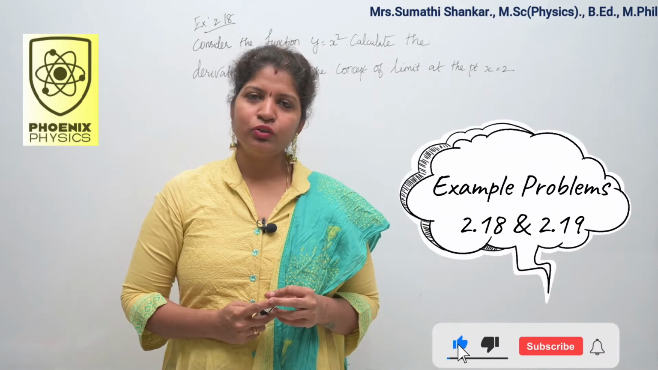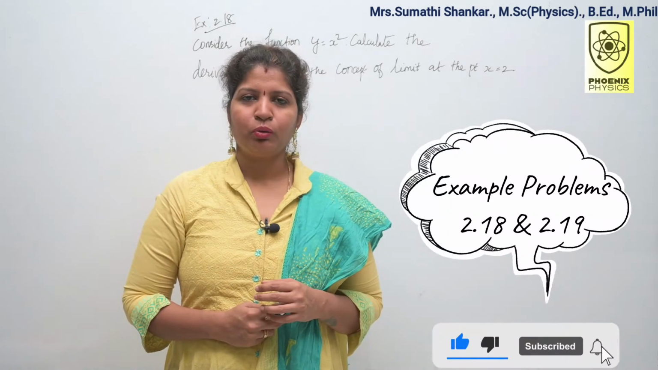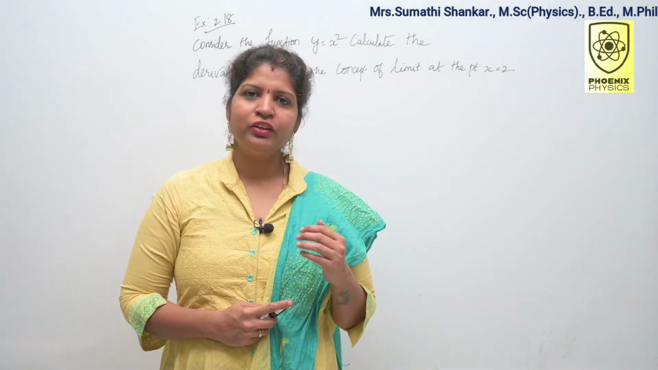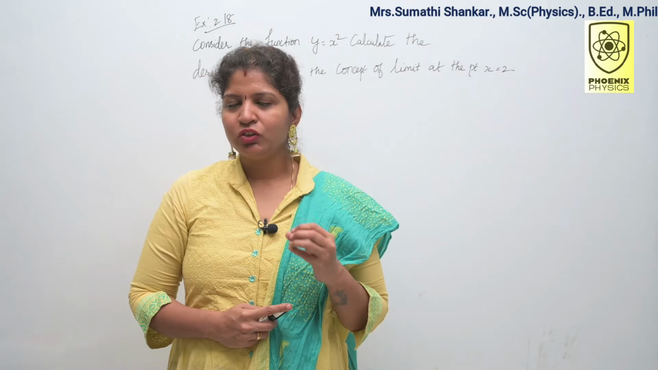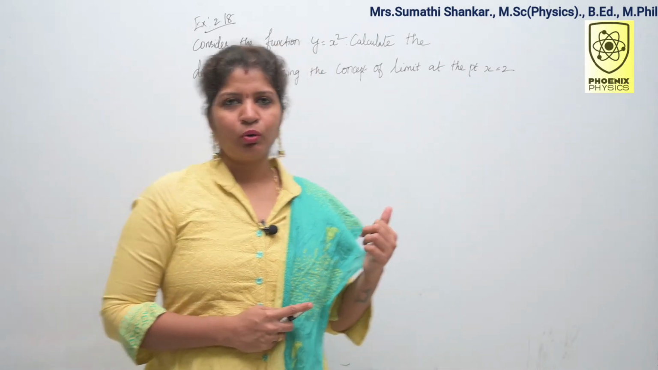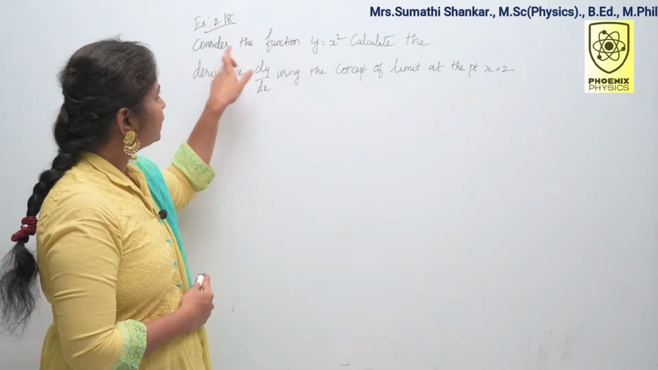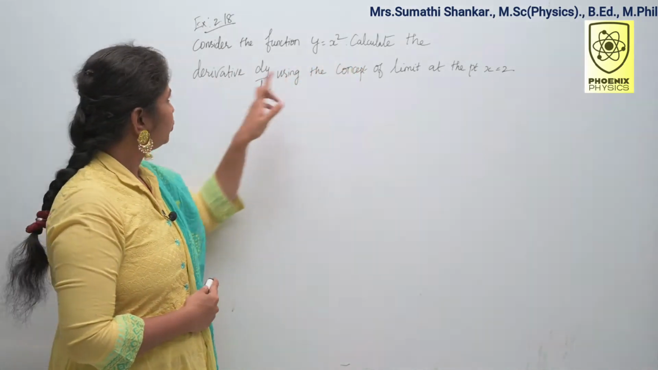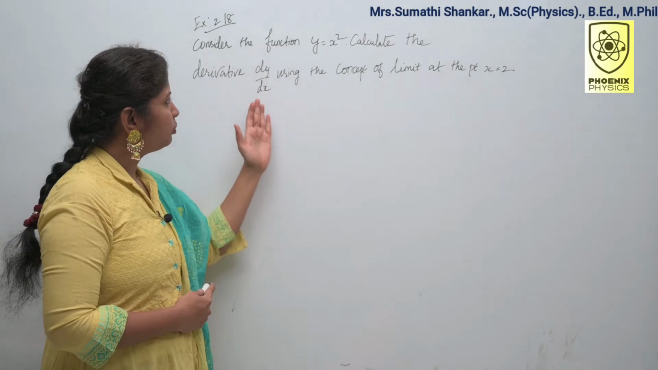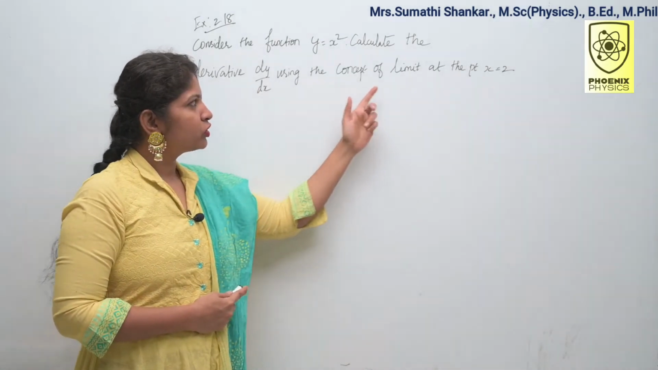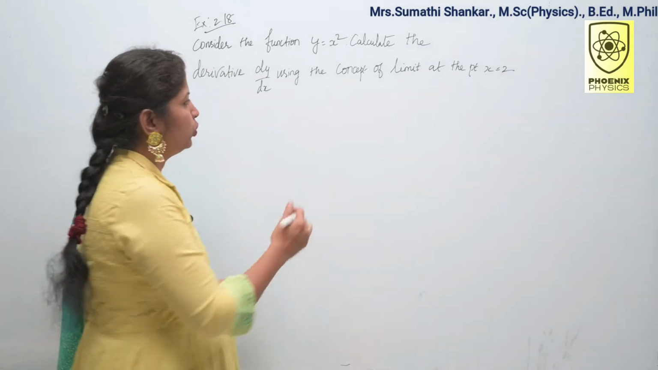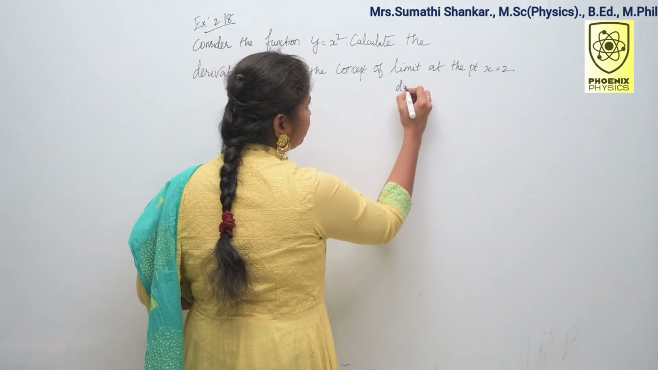Today we are going to discuss one example problem. In our last video, we discussed differential calculus. Based on the concept, this problem is given. Consider the function y is equal to x square. Calculate the derivative dy by dx using the concept of limit at the point x is equal to 2. We have to find out dy by dx.